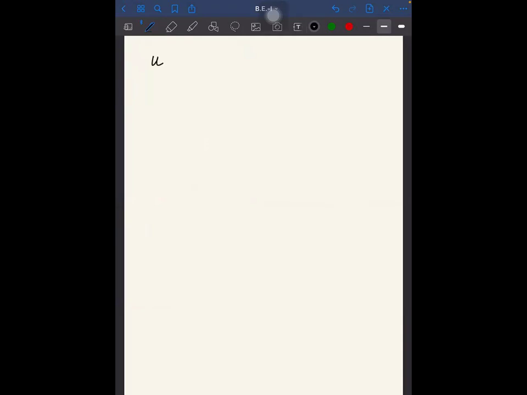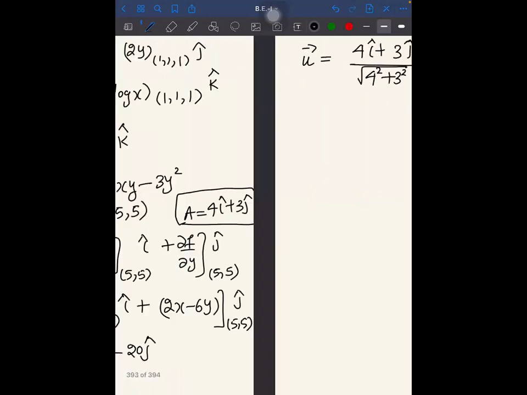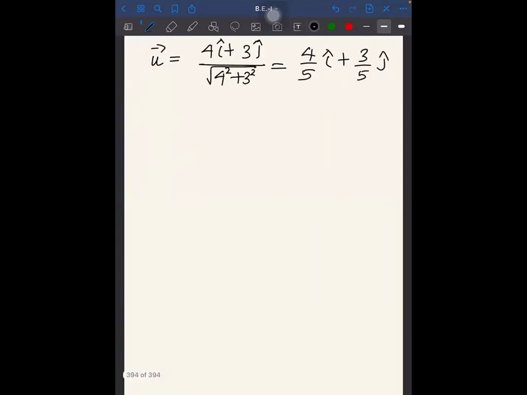What will it be? 4i plus 3j upon root of 16 plus 9, which is 5. Now, we have derived that formula: if we want to find the derivative of f in the u direction at (5, 5), that would be del f dot product with u.